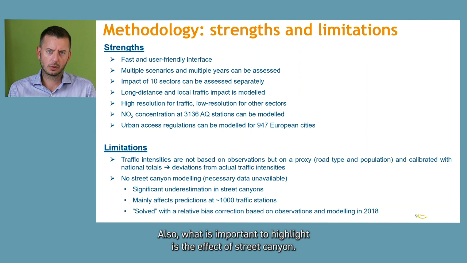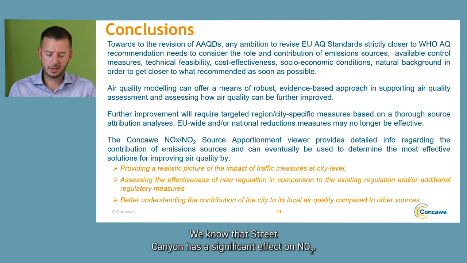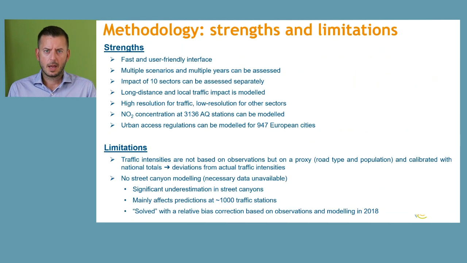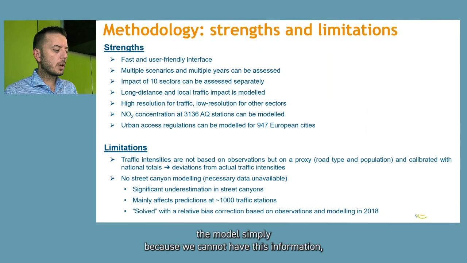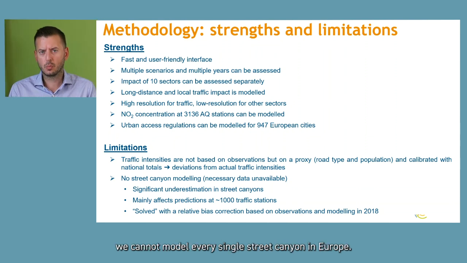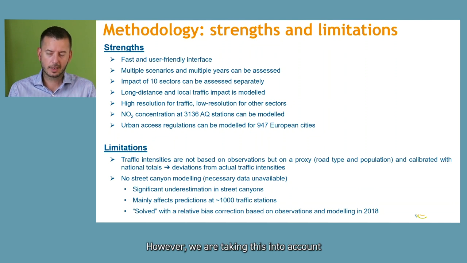Also, what is important to highlight is the effect of street canyons. We know that street canyons have a significant effect on NO2. It's something that we cannot consider at the moment in the model, simply because we cannot have this information. We cannot model every single street canyon in Europe. However, we try to solve this by using a relative bias correction based on real observations for 2018, and modeling in the same year, that is applied for the traffic stations.